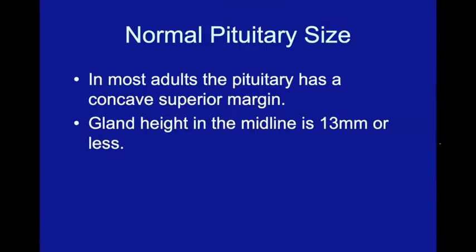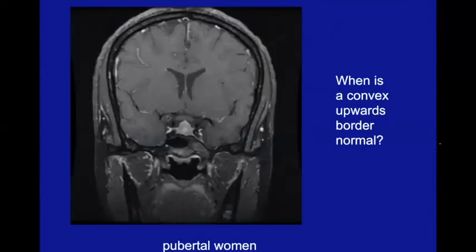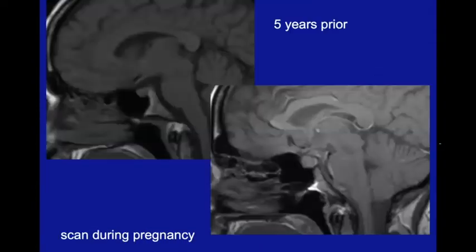In the normal pituitary, you expect to see a concave superior margin to the pituitary gland. And the gland height in the midline is about 13 millimeters, which doesn't sound like much, but when you measure pituitaries, you'd be surprised how they can look abnormal but still be under 13 millimeters. Now, this is a variation of normal. Here's a pubertal woman. And so you can see this upward border of the pituitary, not the usual concave superior border, but a convex upward border. This can be normal, particularly in women around pubertal age. You can also see it in pregnancy.